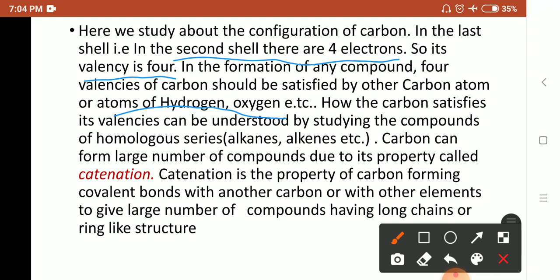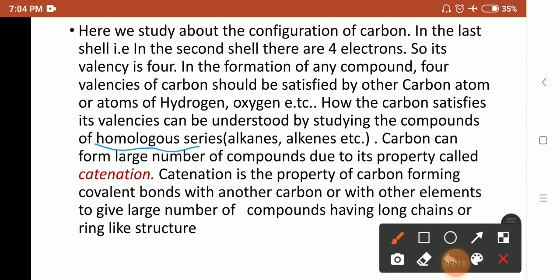So these 4 electrons of the carbon are shared with the electrons of other carbon atoms or electrons of hydrogen, oxygen. That is how carbon forms the bonds. That you are studying in the next class. Now, how carbon satisfies its valency can be understood by studying the compounds of homologous series. So, what is homologous series?